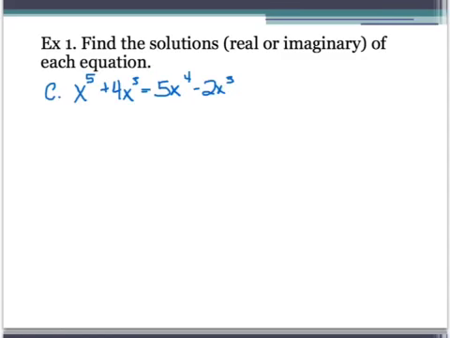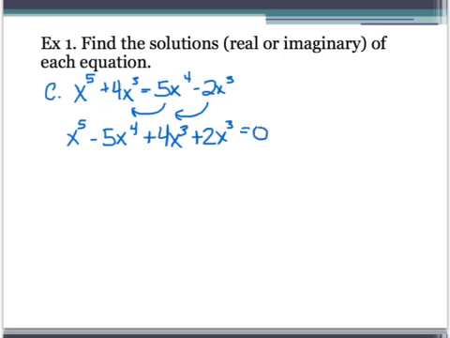Okay, so example 1 again, and this time we're going to go on to letter C. It's the last one on the front page of your notes. I know it's numbered or lettered weird. Again, I'm finding my zeros, so I still want to make sure my function is set equal to 0, which means I'm going to subtract 5x to the 4th over here, and I'm going to add 2x cubed. And at the same time I'm rewriting that, I'm going to put it in standard form. So it becomes x to the 5th minus 5x to the 4th plus 4x cubed plus 2x cubed equals 0.